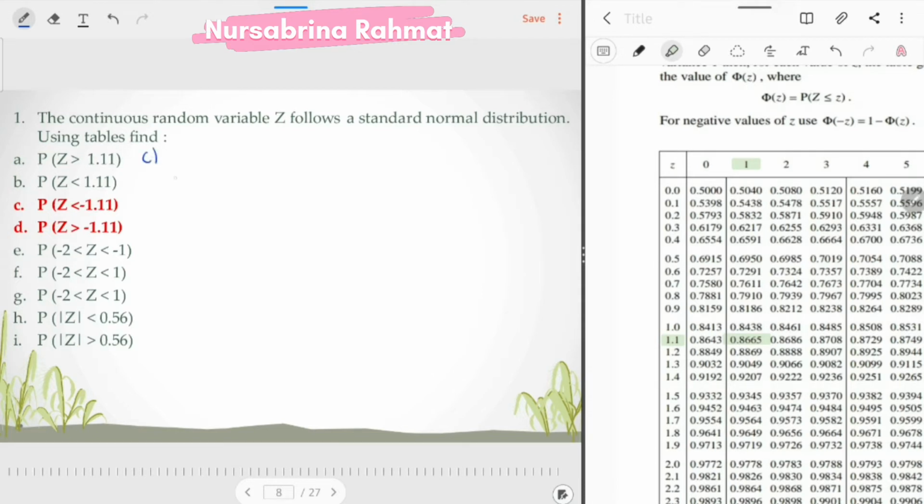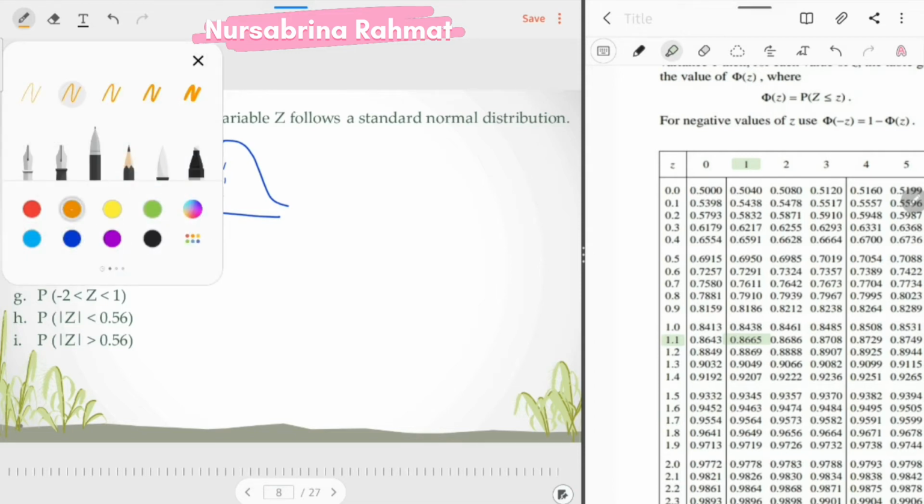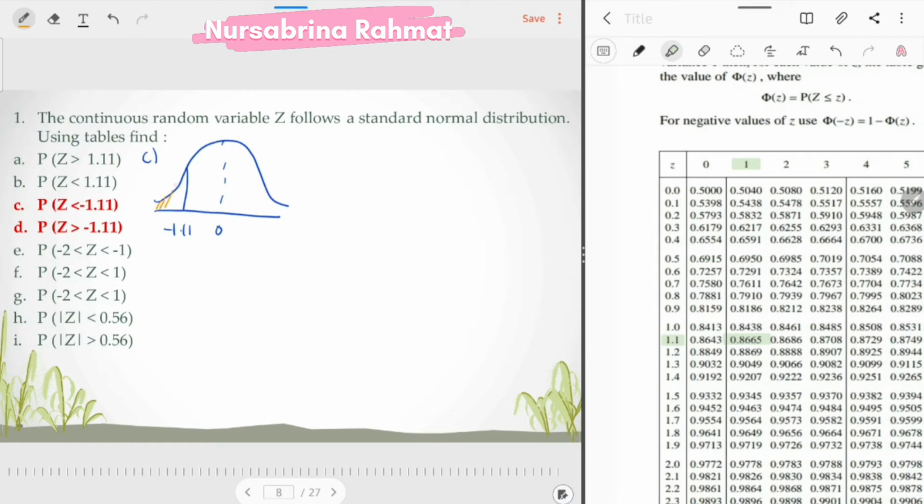Okay, what about when it involves a negative z score? Let's do C: P(Z less than negative 1.11). This is 0, so negative 1.11 is around here. Less means it's smaller than this negative 1.11. This looks similar to the case where Z is greater than 1.11, so P(Z less than negative 1.11) is actually equal to P(Z greater than 1.11).